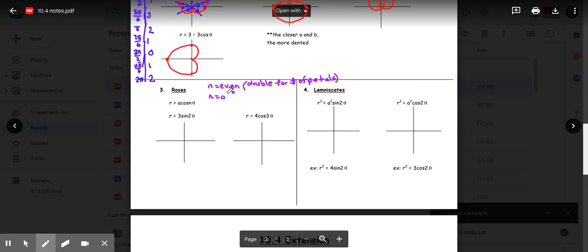When n is odd, whatever that number is, it would be the same number of petals. Okay, so a is the petal length.